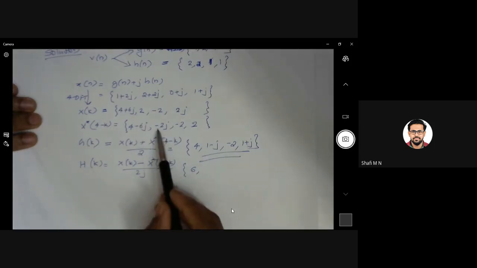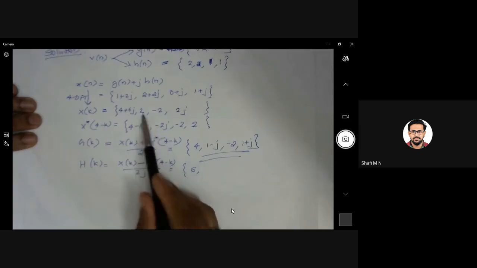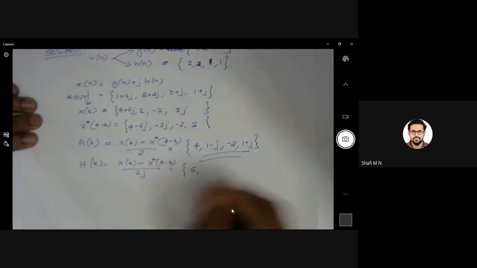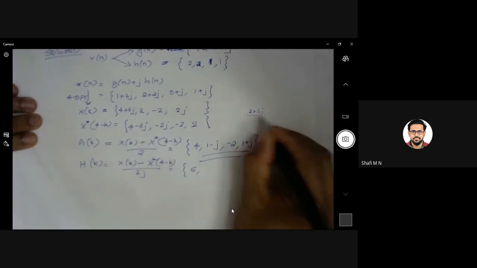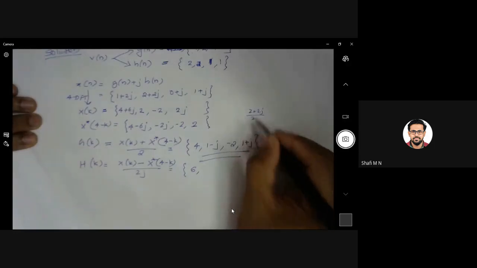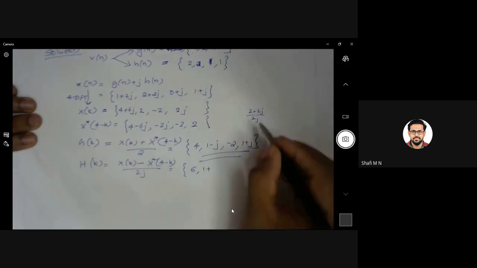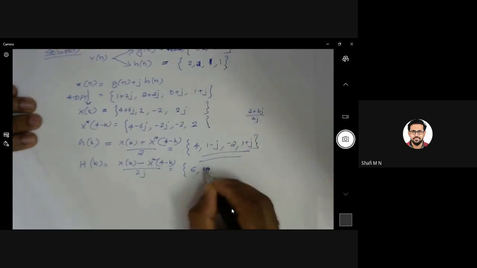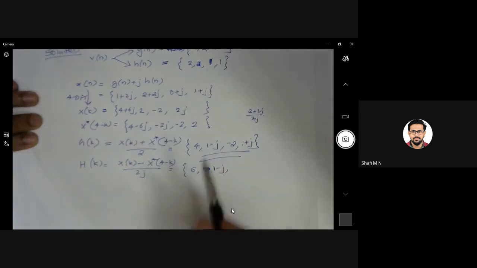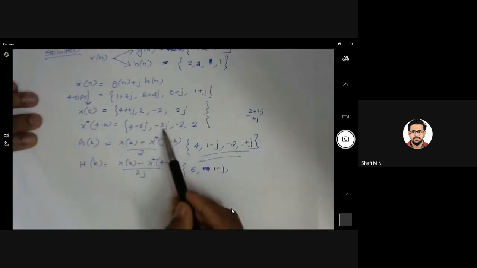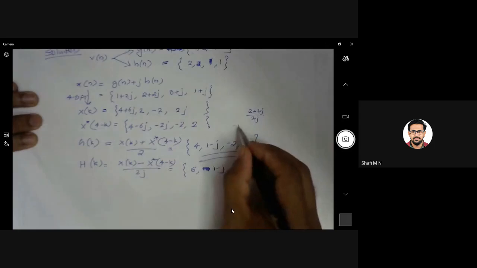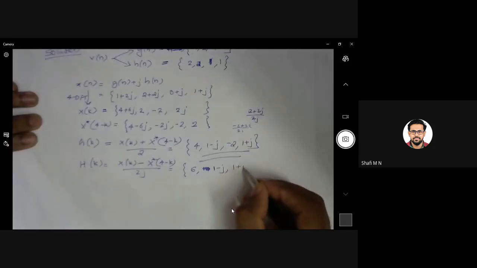2 minus 2j. So minus will become plus: 2 plus 2j, 2 plus 2j divided by 2j. So that will be 1 minus j. Thank you. Next, minus 2, minus of minus, so minus 2 plus 2j divided by 2j. So 2j by 2j is 1, minus of 1 by j, that will be 1 plus j.